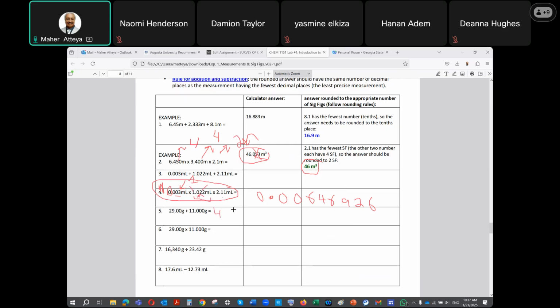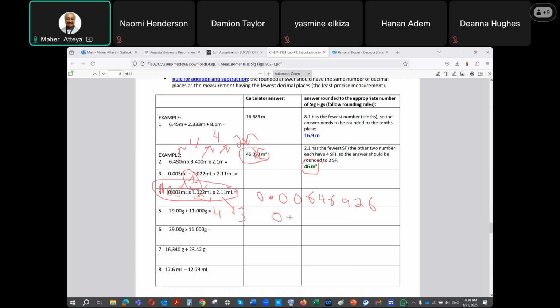This one has how many? 3. All numbers are always significant. So your value has to be what? The least one, because when rounding off any operation that has multiplication or division, you go by the least significant figure. So your answer will have the least significant figures. So the value has to have how many? 1, correct? This one has how many? 1. Everybody agrees?